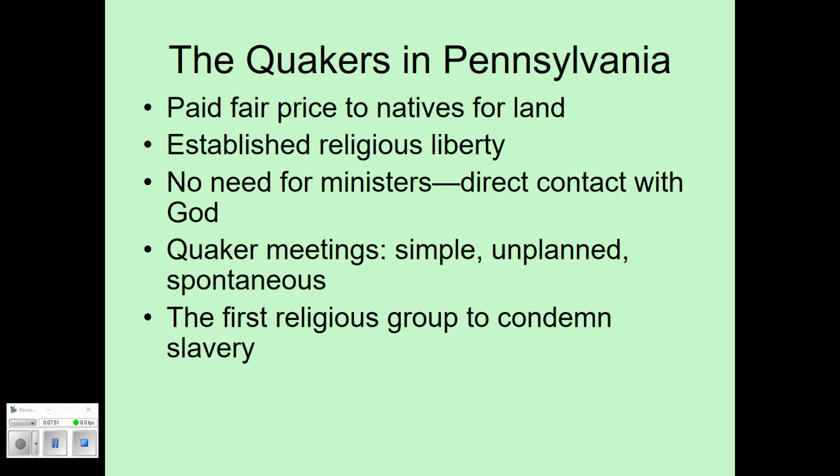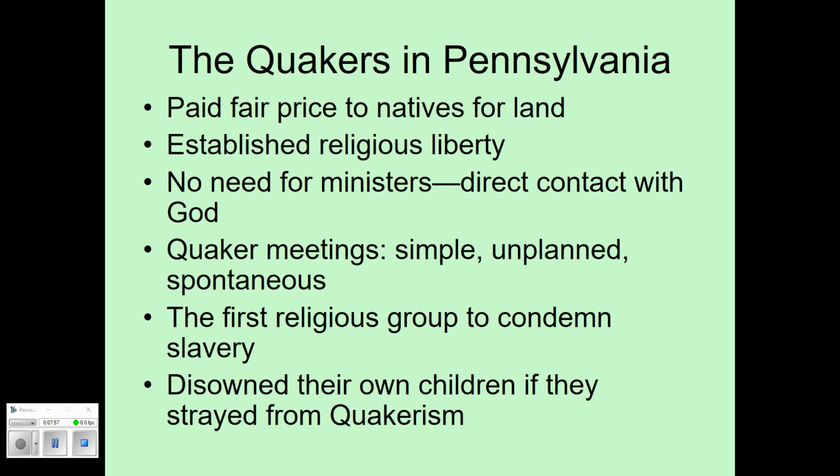They were also the first religious group to condemn slavery, and they actually disowned their own children. They cut them off from any inheritance if they strayed from Quakerism, and that included if they owned or bought or sold slaves. They were serious about that. So, going back to the 18th century, they were really the first abolitionists.